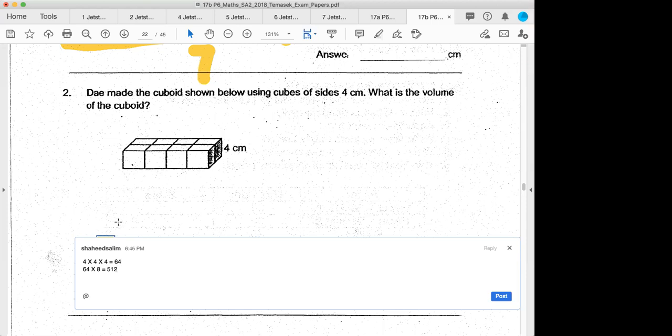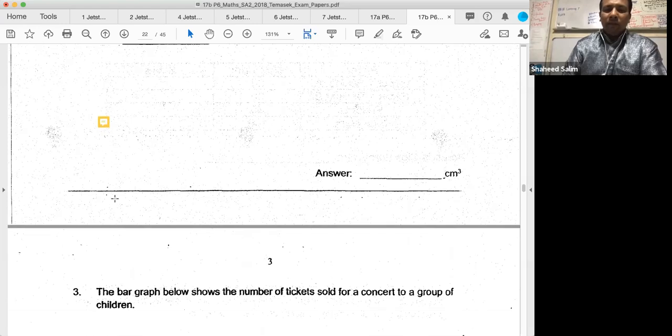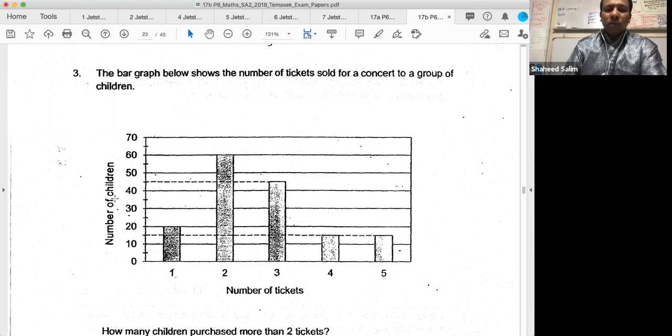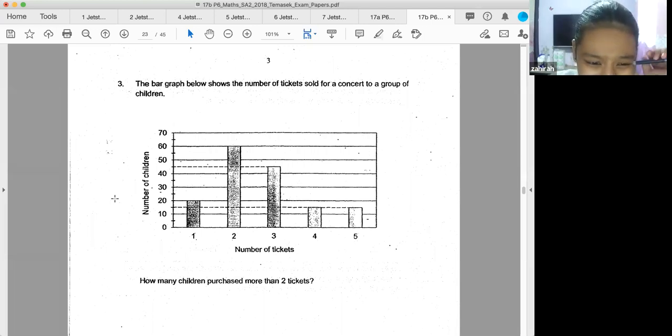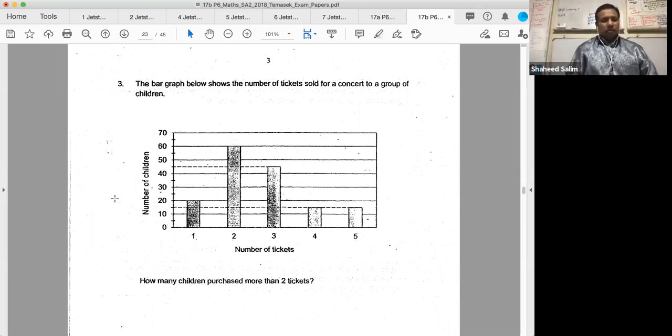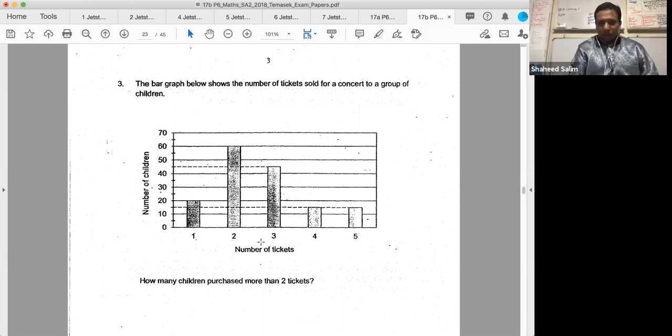So these are questions you can do. This is paper 2. This is actually like the standard for PSLE. It's quite simple. Okay, this one. You can do this. You just need to read carefully. How many children purchase more than 2 tickets? More than 2 tickets. How many children? Okay. Easy. The number of tickets, 1, 2, 3, 4, 5, down here they tell you the number of tickets. They want more than 2. How many children purchase more than 2?